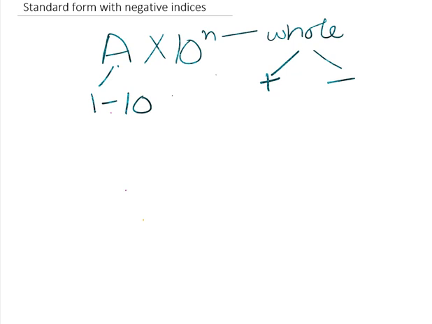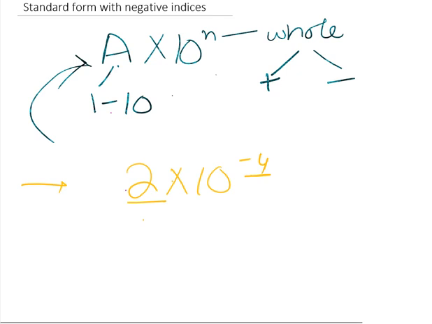Let's take some examples with negative indexes and guess whether they are in standard form or not by looking at this format. All right. 2 times 10 raised to the power negative 4. We have to look at the very first number, that's 2, which is between 1 and 10, so that satisfies our condition. And the second one is again a whole number. So that's the standard form.